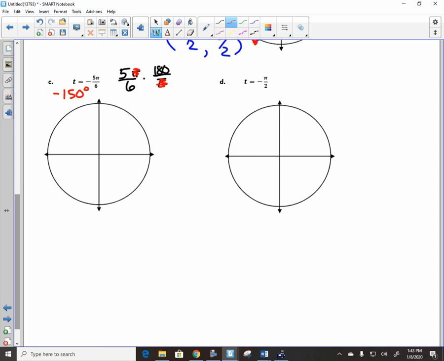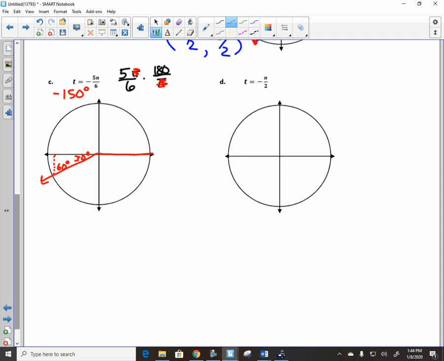So if I go negative 150 degrees, negative means I go the other way. If I go negative 150 degrees, which quadrant will I be in? The third quadrant. Because negative 180 would be half the way around. How many degrees short of 180 am I? 30. What kind of triangle do you think I have? A 30, 60, 90.